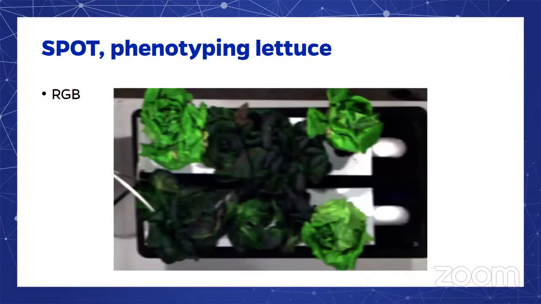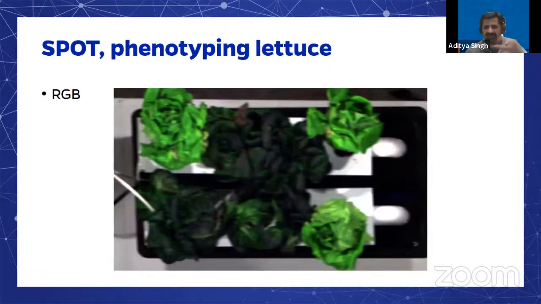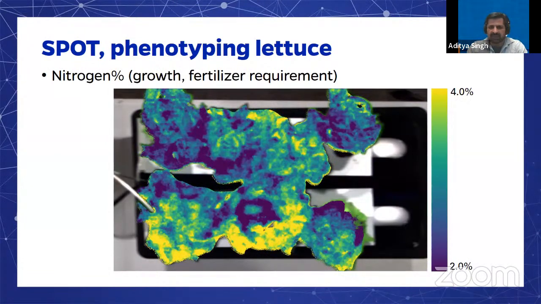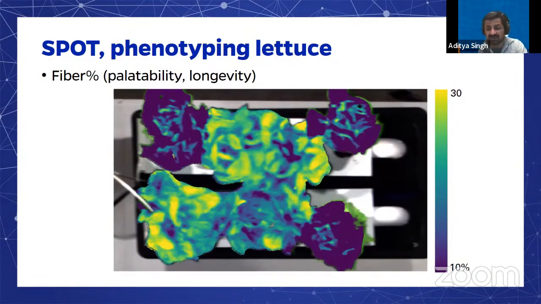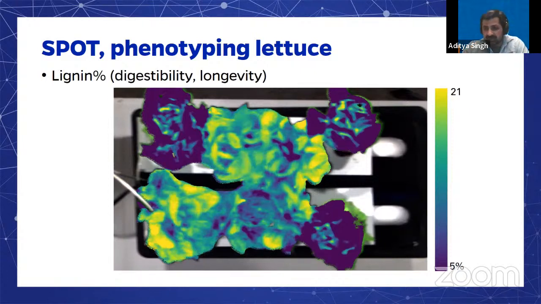This is just a simple example of what we've done with lettuce. These are two cultivars. There's a light green cultivar and a dark green cultivar. And it's pretty obvious when you look at the RGB or a simple picture, right? When you start applying these models to them, this is nitrogen. It doesn't really look like there is a strong pattern to it, so nitrogen-wise, they're all pretty much similar. If you look at leaf mass per area, so the leaf thickness, they also look roughly the same. But the moment you look at other things, so this is fiber percent, they're very different in fiber content of the leaf, and also very different in the lignin content. And obviously, lignin and fiber are pretty highly correlated.